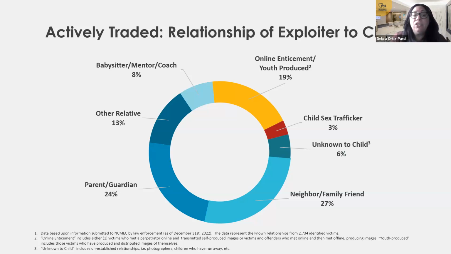Out of the actively traded series and images that they have seen and have identified over the years, a trend that is of note is that 72% of the children who are depicted in these images, in regard to the relationship of the exploiter, had some sort of direct connection. So we're talking family members such as parents or guardians, babysitters, a coach, somebody who has direct access to the child.